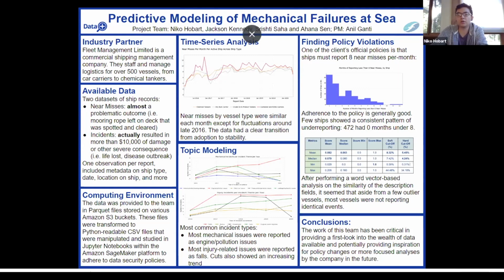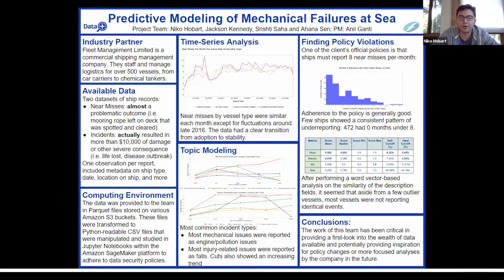After we learned about the fleet's 8 near miss per month quota for each ship, we tried to figure out whether ships were generally adhering to this policy or were a little under it. What we saw suggested that generally ships are adhering to it. 472 had 0, and that's out of about 630 ships total.